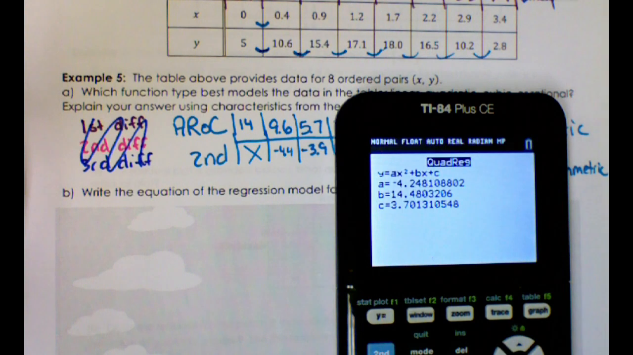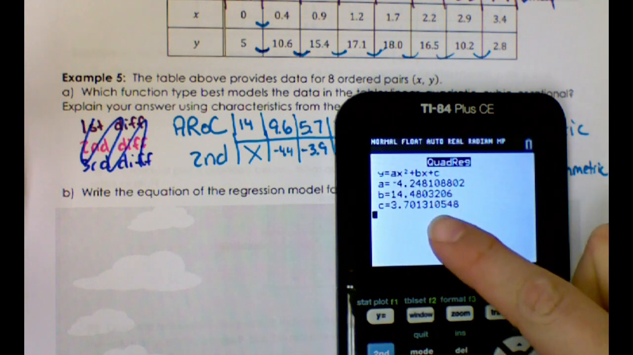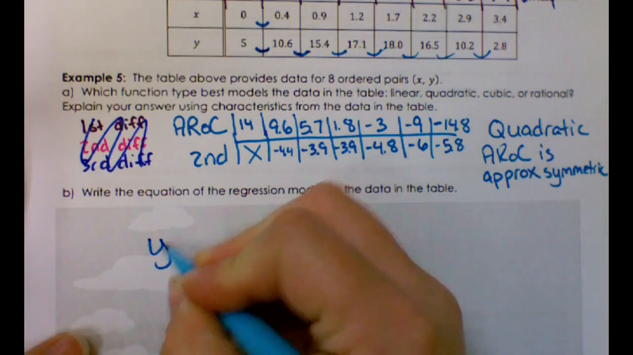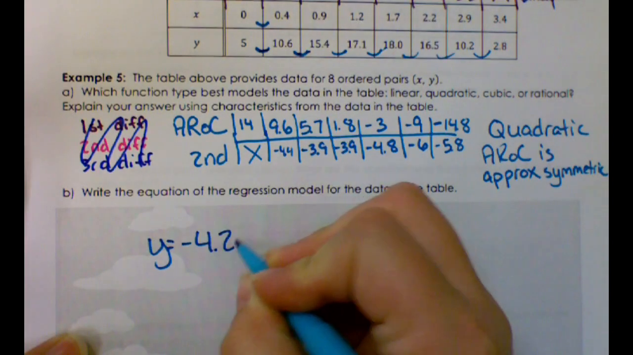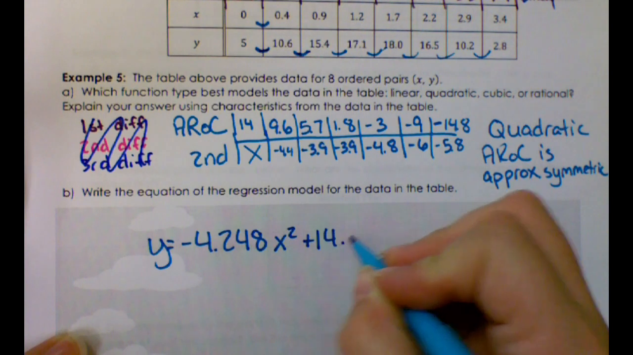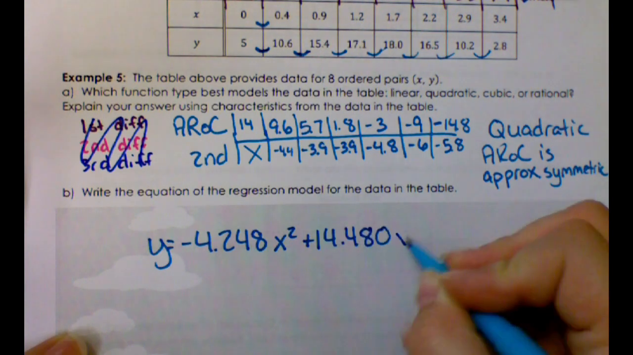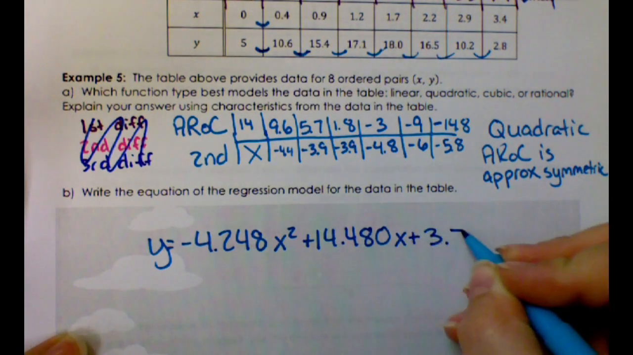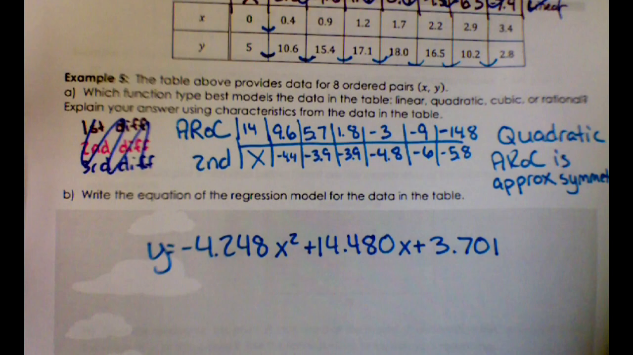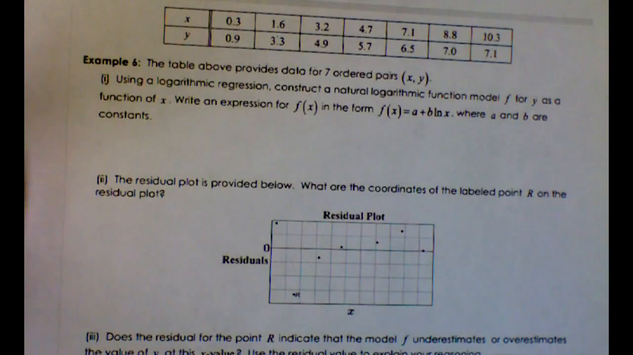And now we have our answer. A, B, C, ax squared plus bx plus c. My equation is y equals negative 4.248 x squared plus 14.480 x plus 3.701. We always want to store it because this is definitely a bit rounded from what those actual numbers were. And one last example for us here.